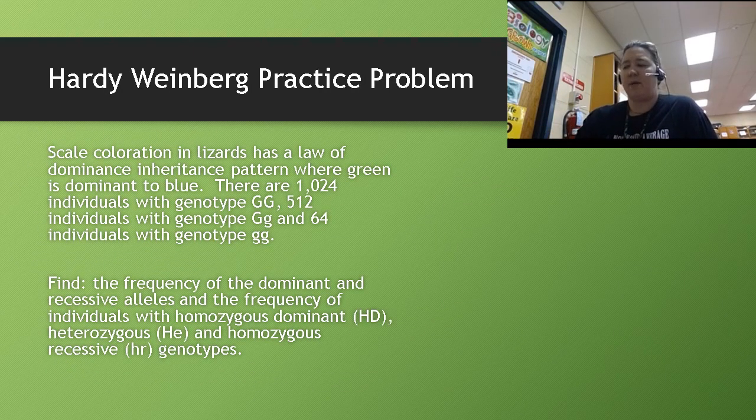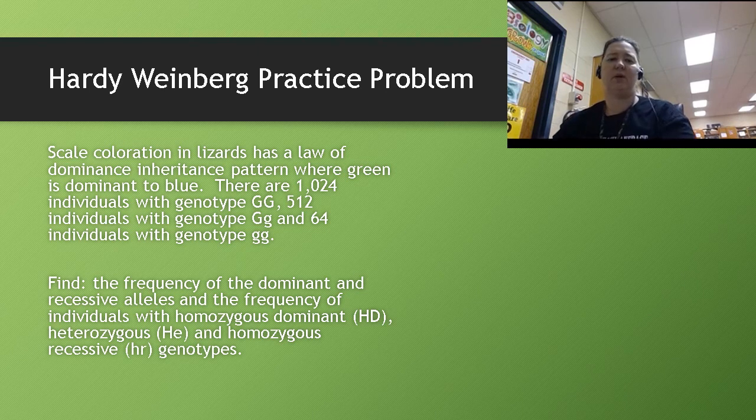So here's a practice problem. You guys are going to need a calculator. All right, we're going to work through this one together. We are going to do some more of these in class, but I want to work through one. Scale coloration in lizards has a complete dominance inheritance pattern where green is dominant to blue. There are 1,024 individuals who are homozygous dominant, 512 individuals who are heterozygous, and 64 individuals who are homozygous recessive. So we need to find the frequencies.